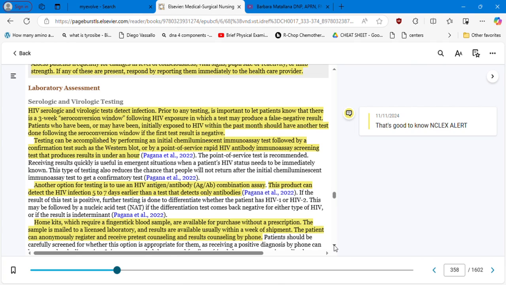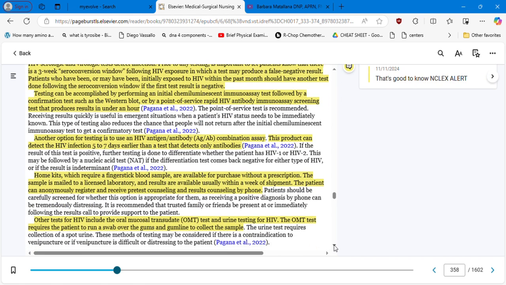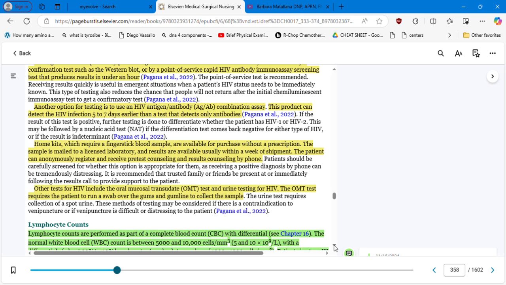Testing can be accomplished by performing an initial chemiluminescent immunoassay test followed by confirmation tests such as the Western blot, which is the most important test for HIV, right? The Western blot, or a point-of-service rapid HIV antibody immunoassay screening test that produces results in under 1 hour. And I've seen those tests done most commonly in the hospital. Another option for testing is to use an HIV antigen-antibody combination assay. This product can detect the HIV infection 5 to 7 days earlier than a test that detects only antibody. So this test is going to check for the antigen-antibody combination.